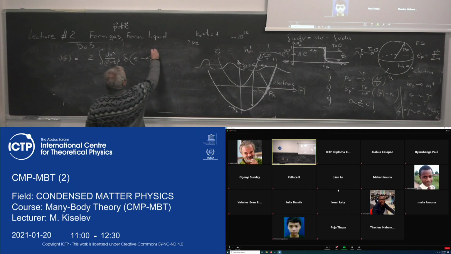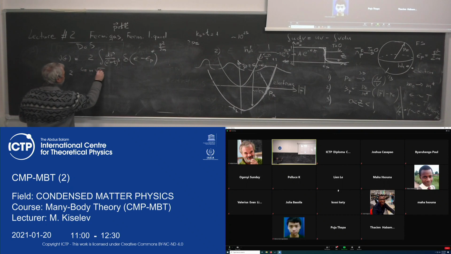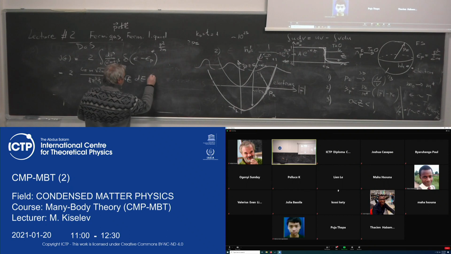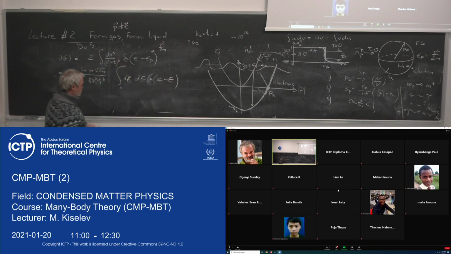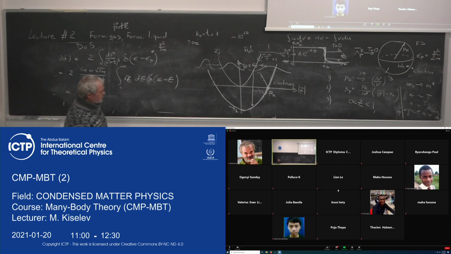If we have a quadratic dispersion, p squared over 2m, and we have a three-dimensional situation, we can write this as 2 times 4 pi m square root of 2m divided by 8 pi cubed h bar cubed, integral from 0 to infinity, square root of epsilon, d epsilon, and the delta function of epsilon minus E. So the integral with the delta function can be taken in a very simple way. So this is m square root of 2m epsilon divided by pi squared h bar cubed. So this is the density of states.